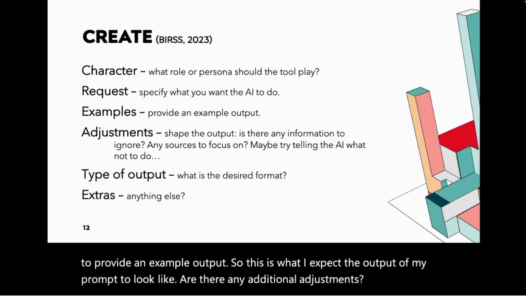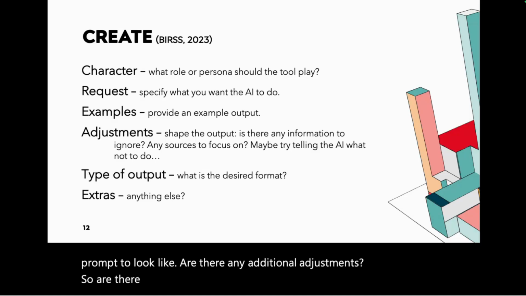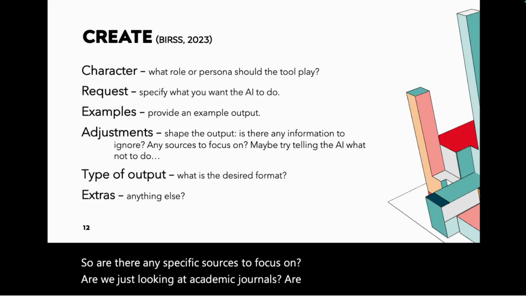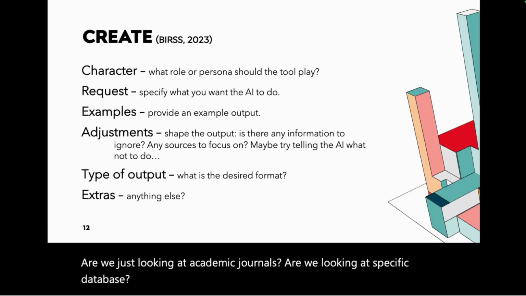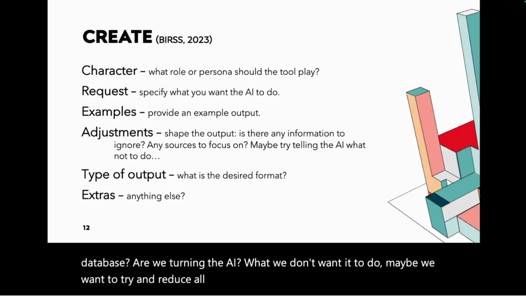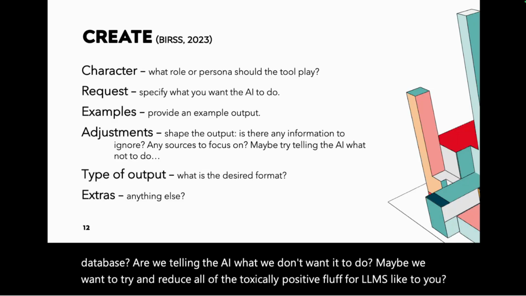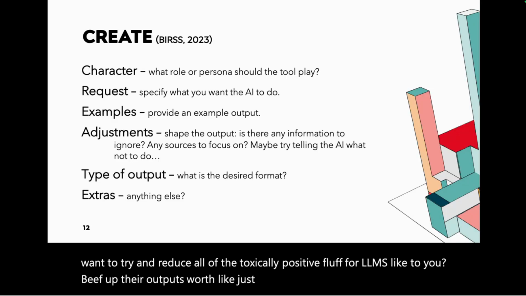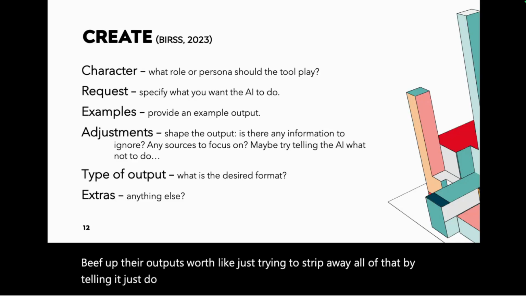So are there any specific sources to focus on? Are we just looking at academic journals? Are we looking at a specific database? Are we telling the AI what we don't want it to do? Maybe we want to try and reduce all of the toxically positive fluff that LLMs like to beef up their outputs with. Let's try and strip away all of that by telling it just do exactly what I say. Don't try and evaluate or give an opinion or anything like that.